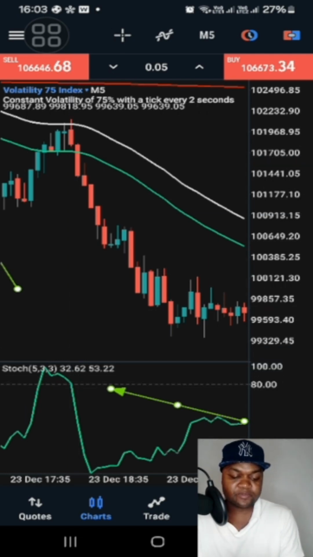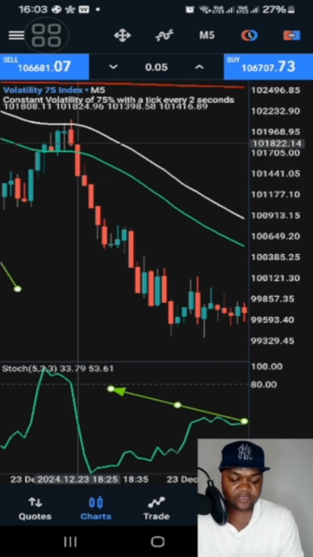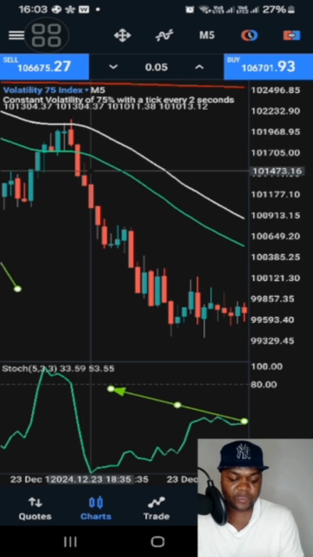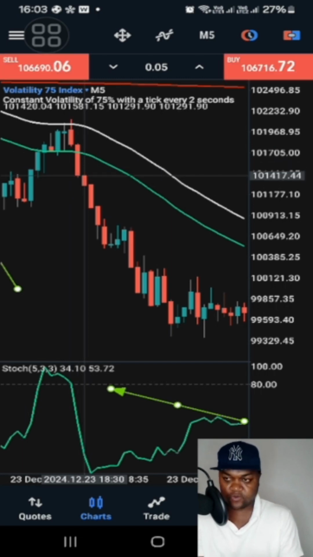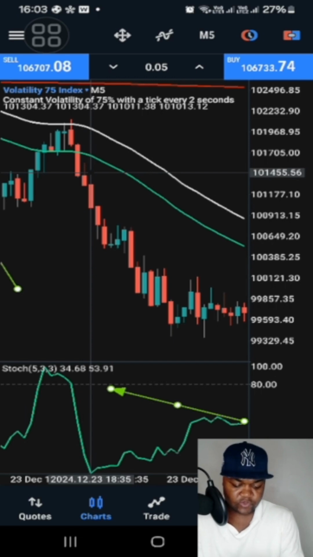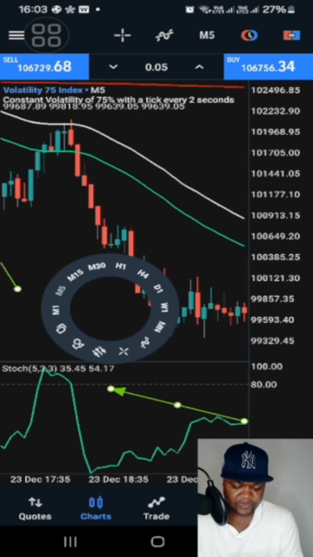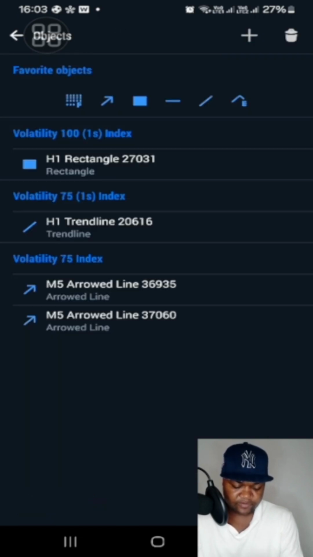We want to see price closing below this particular line here. When that happens, we take our position when this candle is closed. On the next candle open, we are going to sell at this particular level here.